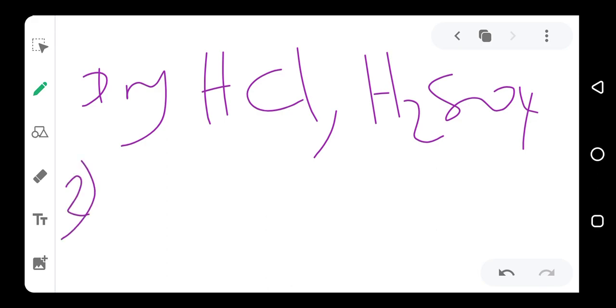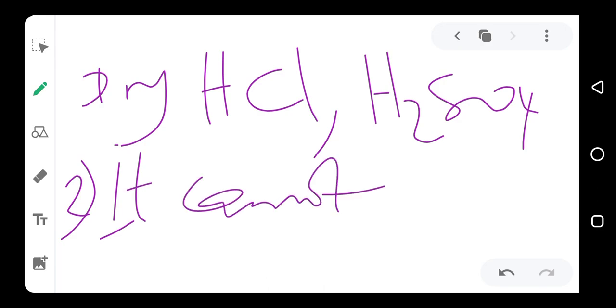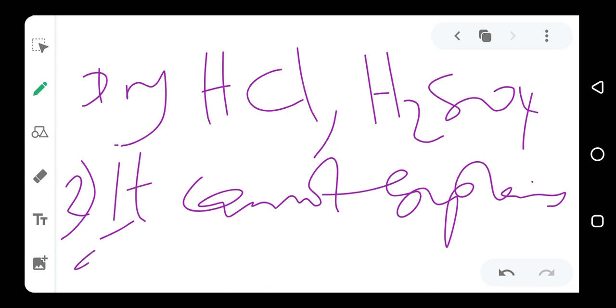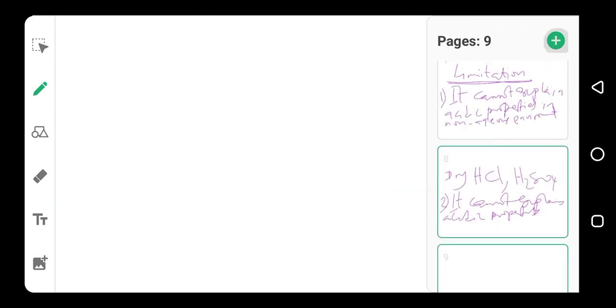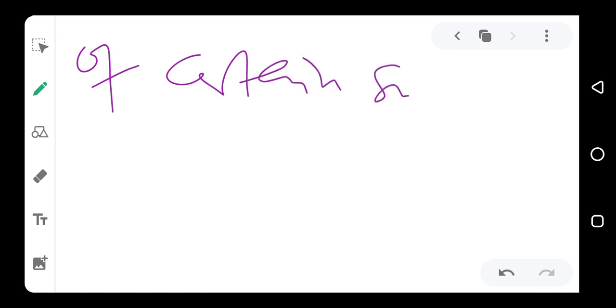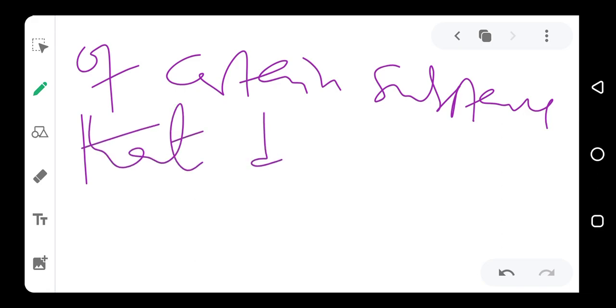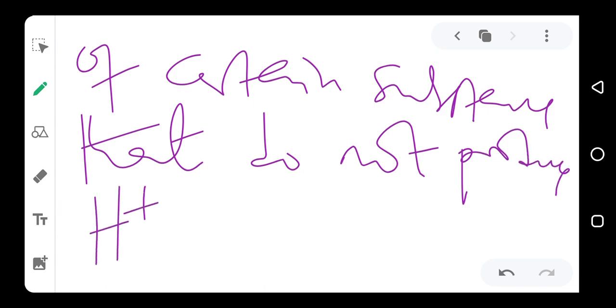Then number two is that Arrhenius theory cannot explain acidic properties of certain substances that do not produce hydrogen ion.